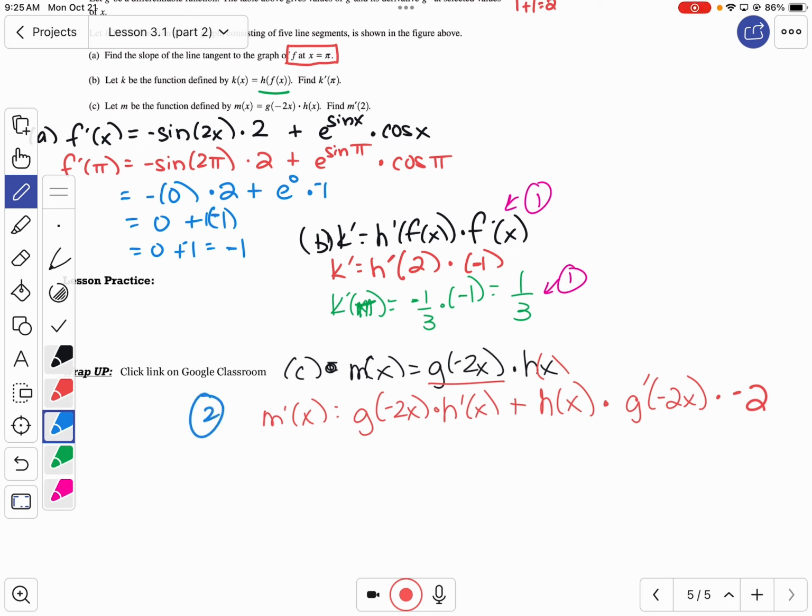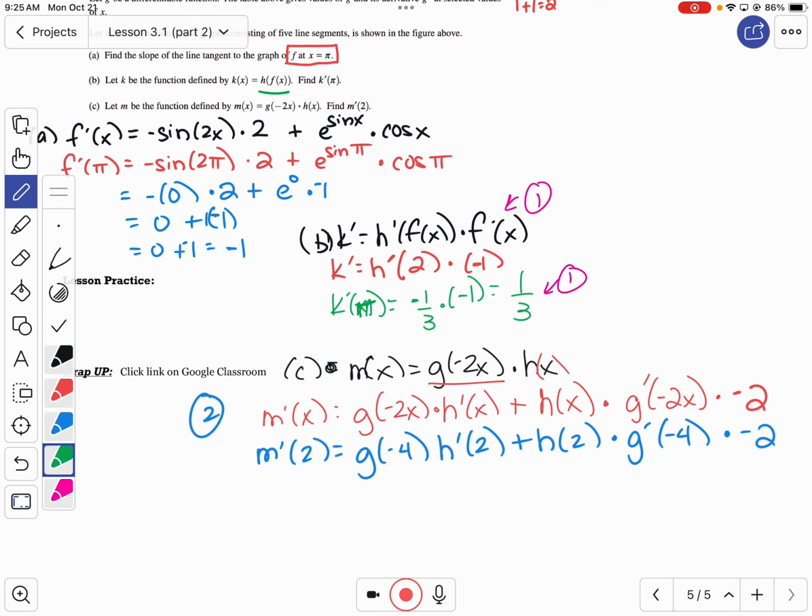Now we're going to actually plug in. We want m prime at 2, which means I want g at -4 times h prime at 2, plus h at 2 times g prime at -4, all times -2. So lots of different values that we're going to pull from.